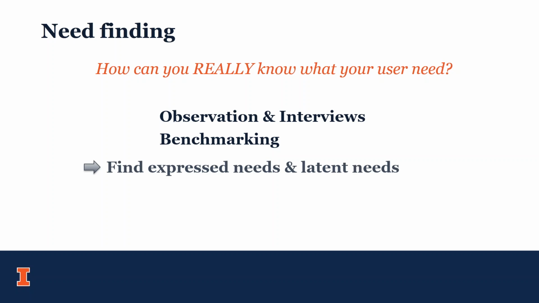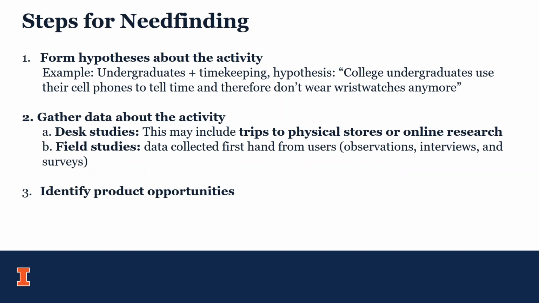The output of this, and to know that you've done a good job, is to find out expressed needs. So those are needs that the customer or the user directly expressed to you, or latent needs. Latent needs are needs that they did not express, not because they're hiding, but because they actually don't know that it's a need, and you're going to discover those. And those are really when great products happen. I'm like, oh, I didn't even know I needed this, and now this product makes my life so much better.